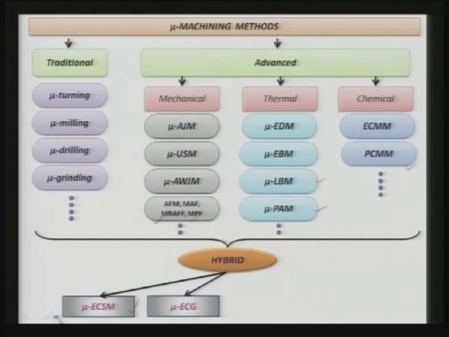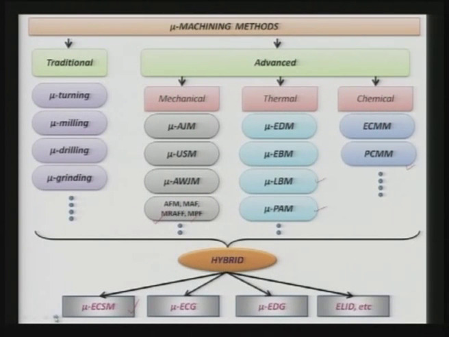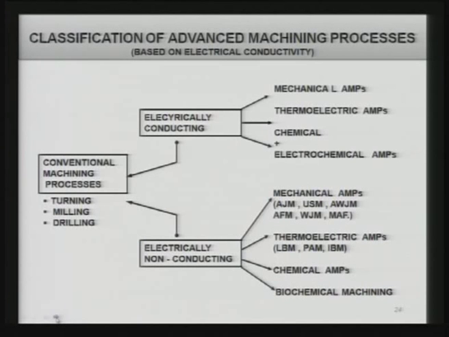Same way you have micro electrochemical grinding process. Here electrochemical machining and grinding processes have been combined together to achieve micro electrochemical grinding process. Micro electric discharge grinding process, again EDM and grinding have been combined to make this particular process workable. Then you have electrolytic in process dressing, etc., where in electrolytic in process dressing again electrochemical machining and grinding have been combined together.